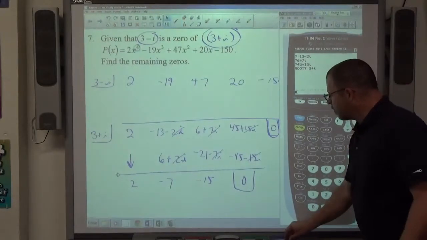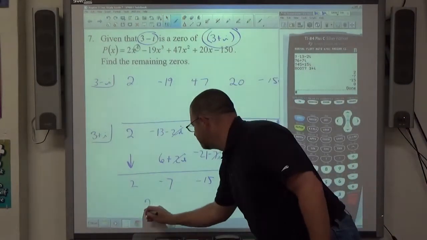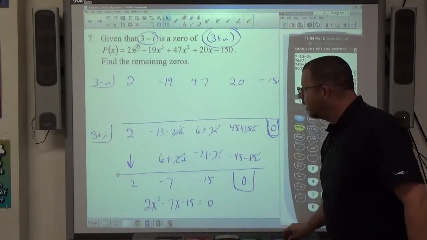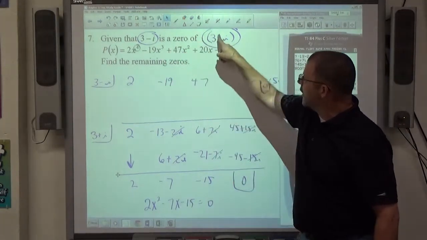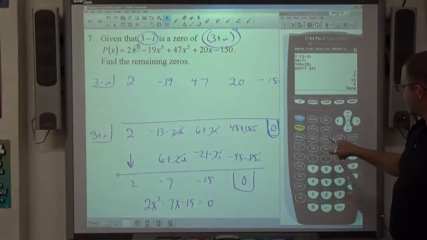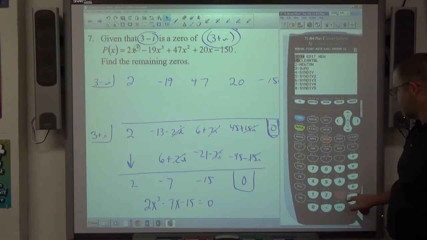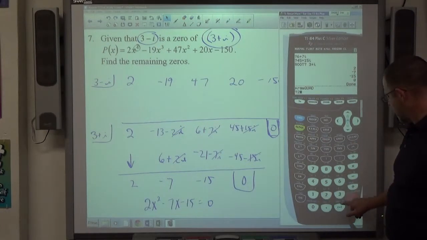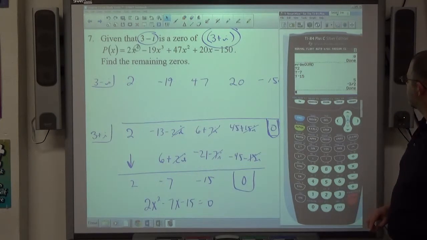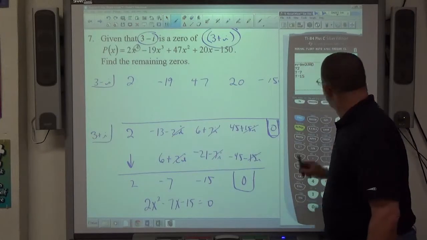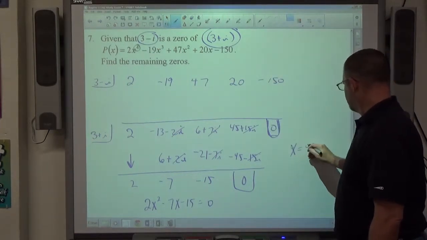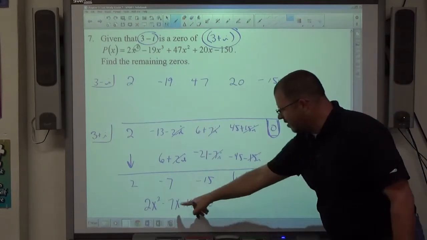And what we can see left over is 2x squared minus 7x minus 15, which is supposed to equal 0. Again, the answer they gave me along with this conjugate allowed me to drop the quartic function down to a quadratic function. What's left now is if I go program quad, I've got 2, negative 7, negative 15, which leaves me with x equals 5 and negative 3 halves. That's the answers to the quadratic.